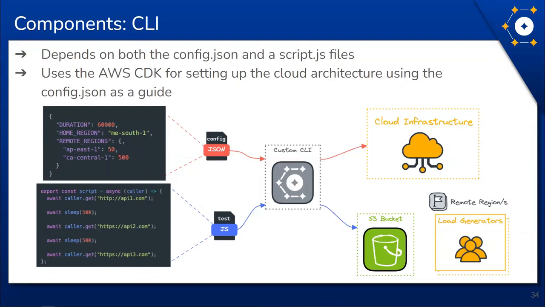The test script is responsible for the details of the user behavior to simulate and is uploaded to an S3 bucket to be later used by the load generators. Once the user has created the configuration file and the test script, the user can then initialize infrastructure and execute the test accordingly. Let's now draw our attention to the home region, where the first step of the testing process begins.